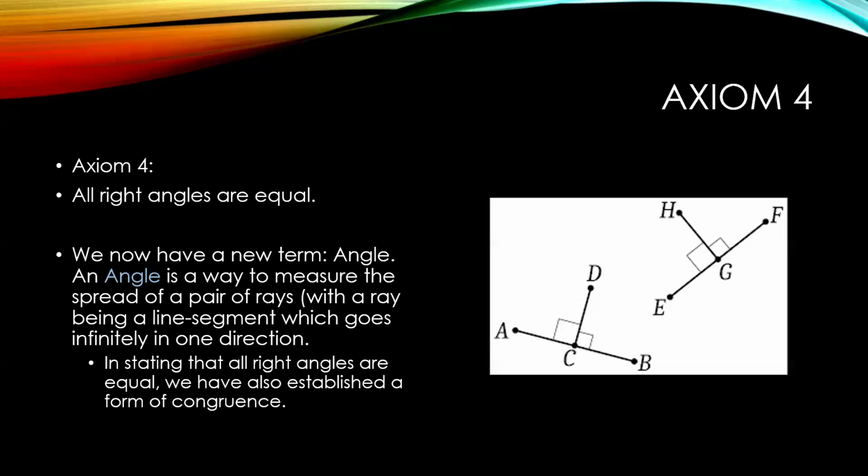Axiom 4: all right angles are equal. And so now we have the idea of an angle. An angle is a way to measure the spread of a pair of rays. And in this, we're defining a right angle. Well, in our modern jargon, we could say a right angle is 90 degrees. But in Euclid's case, he was referencing the angles of a square or something like that. And so we can see that all of these different right angles are equal.